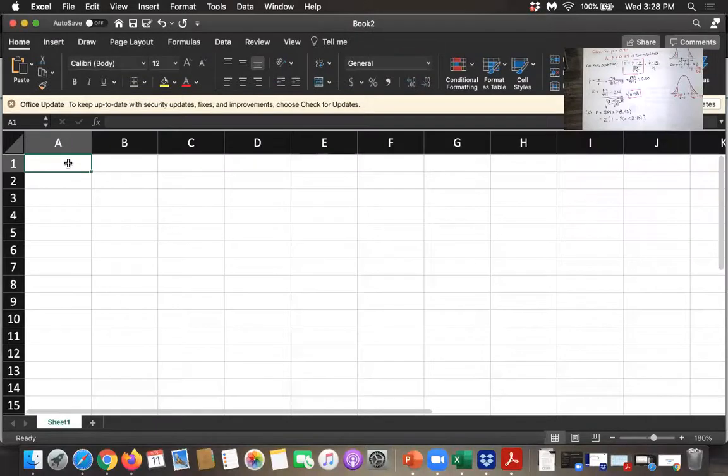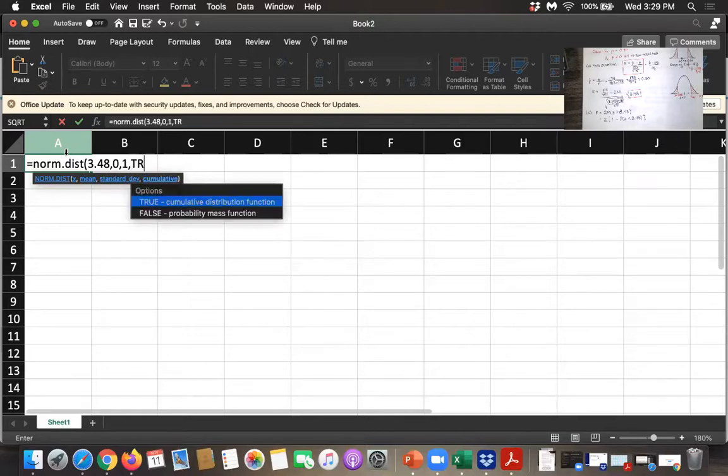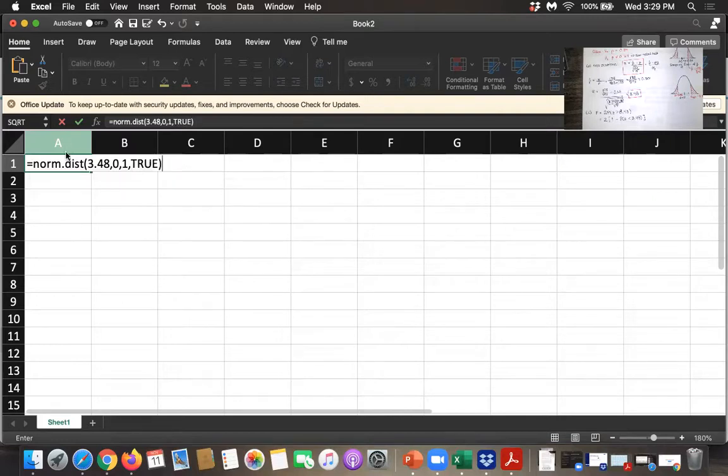Okay, so we say equals. If I'm in Excel, I'm trying to find the probability that z is less than 3.48. So I want normal distribution, norm.dist, open parentheses. My z is 3.48. The mean of a standard normal distribution is 0, standard deviation is 1, and we do want the cumulative area to the left, so we say true. And that is the area to the left of 3.48.